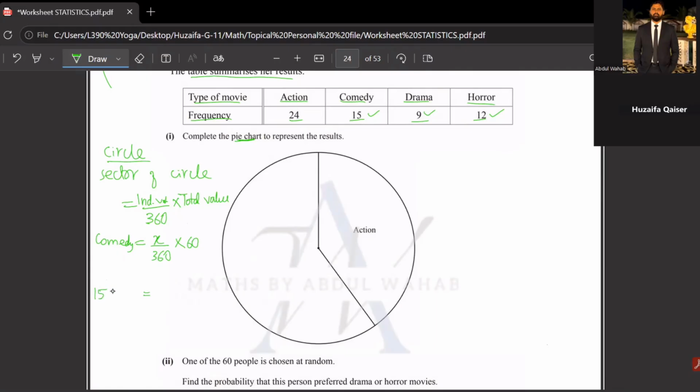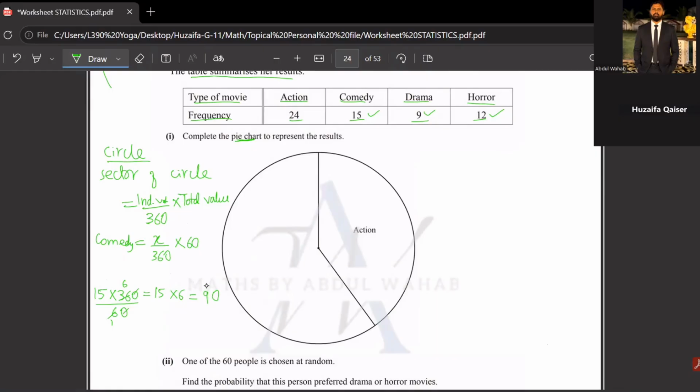So 15 multiplied by 360 divided by 60. Here 0 cancels 0. 6 1 is 6. 6 6 is 36. You need to multiply 15 with 6. 6 5 is 30, 0. 6 1 is 6, 9.